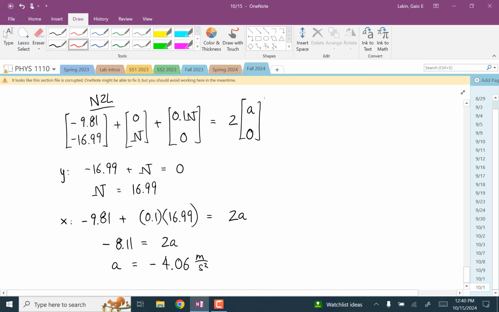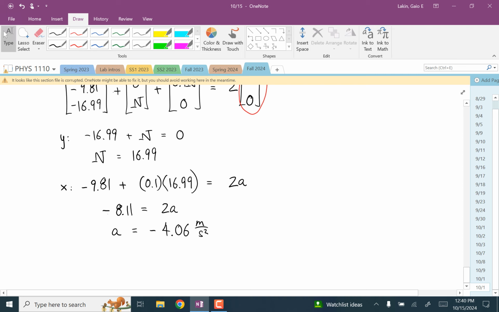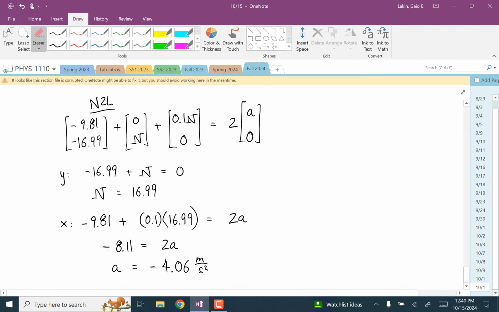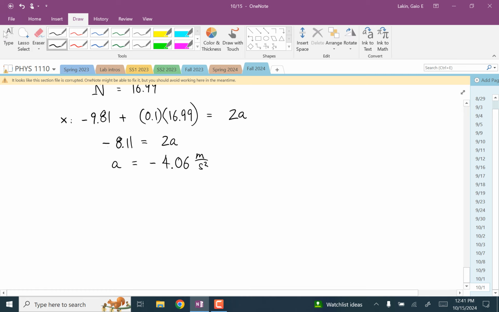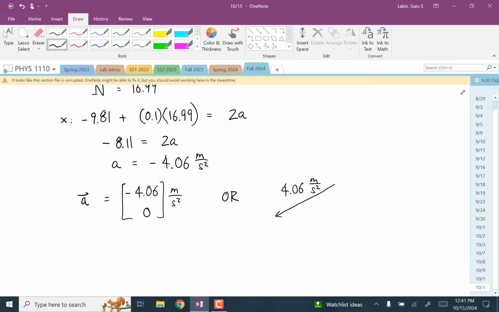Now plug that back into your acceleration vector, which is this thing here. Our acceleration is always just a, 0 for these rolling and sliding problems. So our acceleration vector is negative 4.06, 0, or down the ramp with a magnitude of 4.06 meters per second squared. Any questions about that?